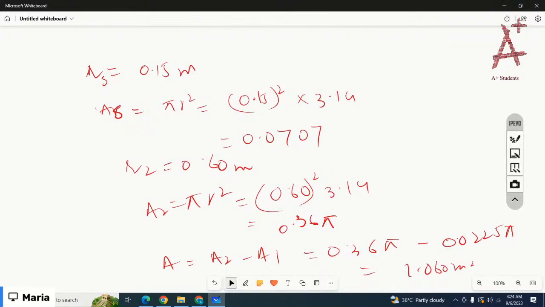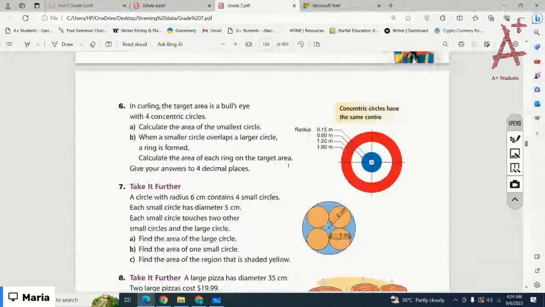You have to calculate the area of the other two rings the same way. Now you can find the area of the white circle, then you have to subtract the area of the two smaller circles. Then you have to calculate the area of the red one and subtract the area of the smaller circles.